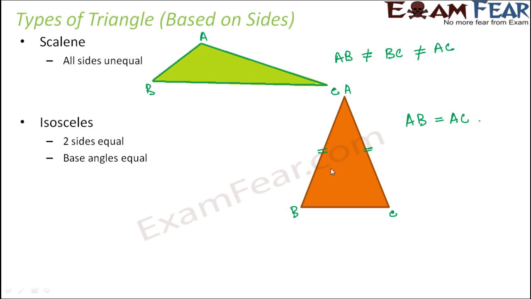Now, since these two sides are equal, in this type of triangle, we find that two angles are also equal. So these two angles are called the base angles, because these are the angles which are formed on the base of the triangle.